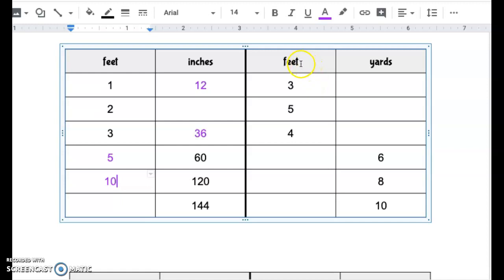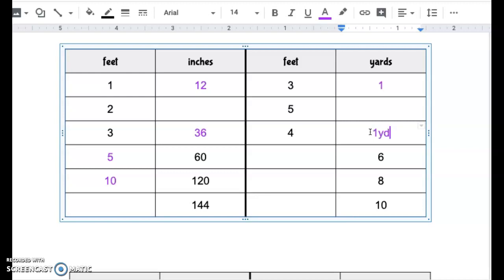Now I'm doing feet into yards. So I know that there's 3 feet will make up 1 yard. Well, what if I have 4 feet? 4 feet. I could take out 3 of them to make 1 yard. And then I'm going to have 1 foot left over. So it's 1 yard and 1 foot because I have that 1 foot left over.